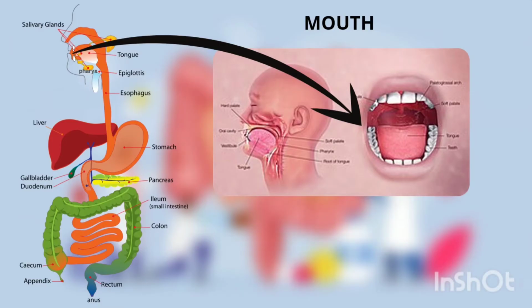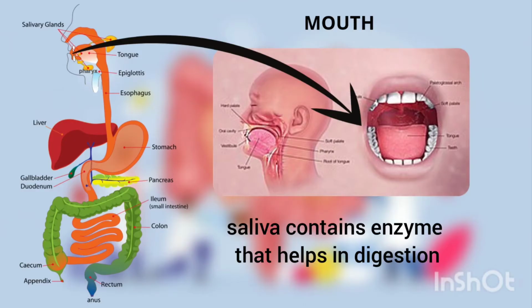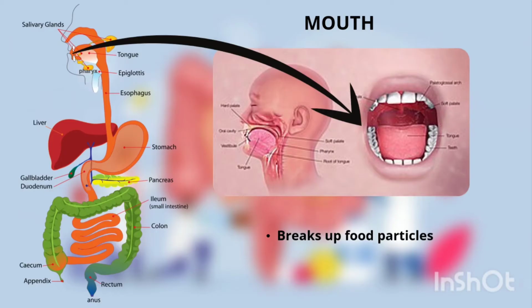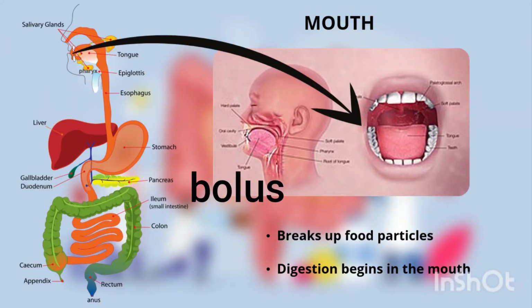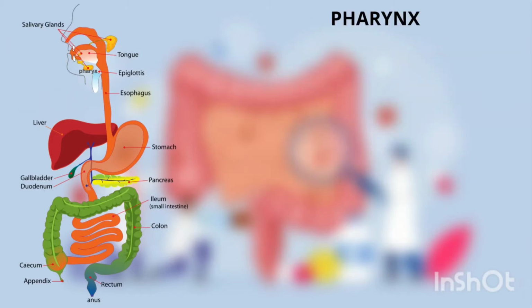The ducts of the salivary glands secrete saliva that lubricates food. The saliva, likewise, contains enzymes that help in chemical digestion. Therefore, the mouth breaks up food particles. In the mouth, food is mechanically and chemically digested. Food that enters the mouth is lubricated and chewed until it forms into a ball-shaped mass called bolus. Swallowing pushes the bolus into the pharynx or the throat.